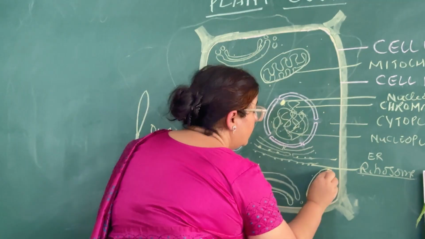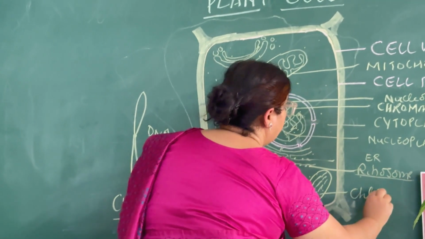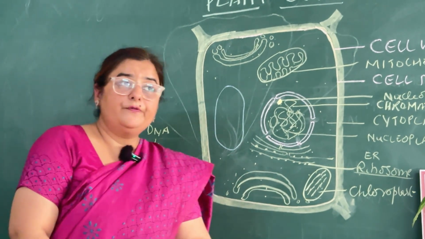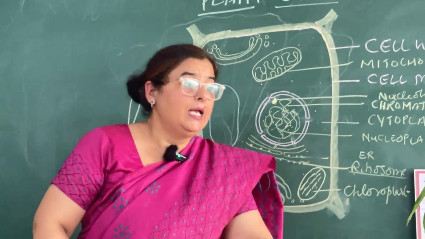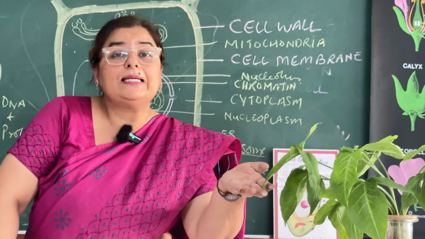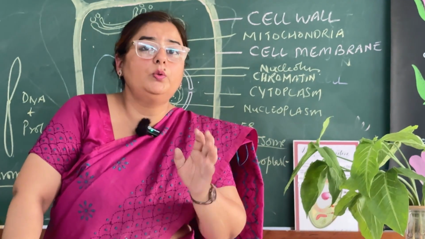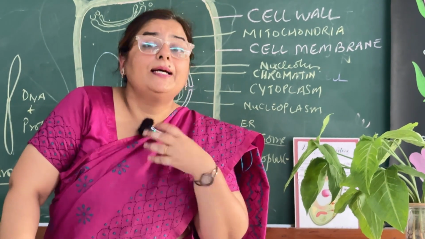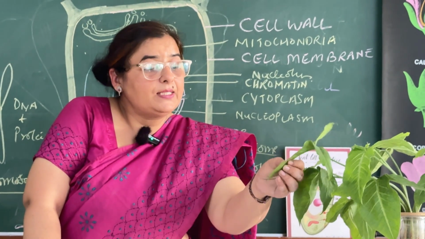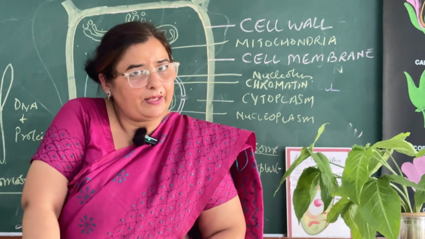Chloroplast contains chlorophyll. Now what is chlorophyll? Chlorophyll is a pigment which helps in photosynthesis. Now the leaves are green. Why are they green? Because their cells contain chloroplast which contains chlorophyll. Chlorophyll is a pigment molecule which imparts color. So chlorophyll is a green pigment which imparts green color to the leaves.